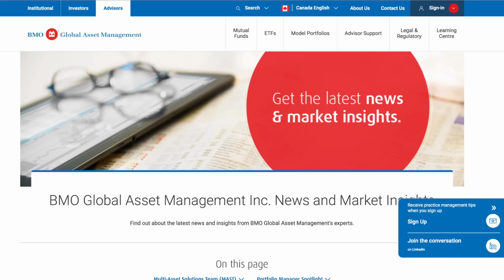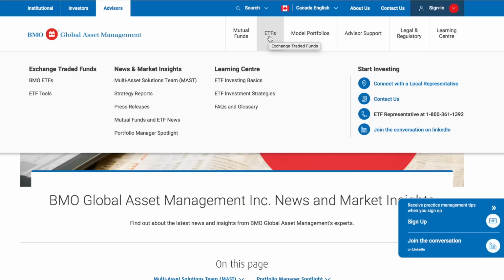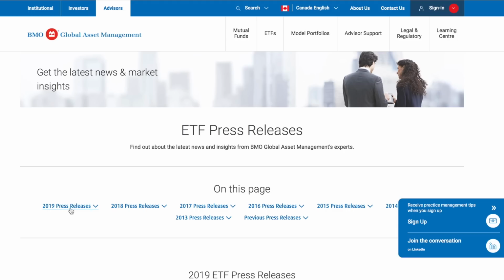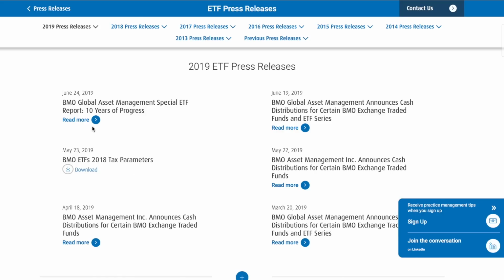So I went to BMO.com, and this is the company that actually manages the fund. This is the investment firm that holds the ETF. On the ETF section, we go down here and we go to press releases. On this page, I'm going to look at the 2019 press releases, and these are in date order. It's a bit of a weird layout, but on June 19th, they made this post announcing cash distributions for certain BMO exchange traded funds and ETFs. That's what we were looking for.